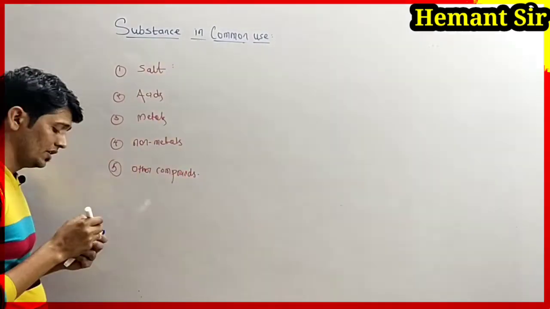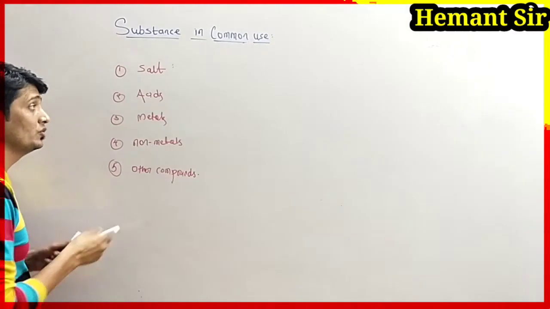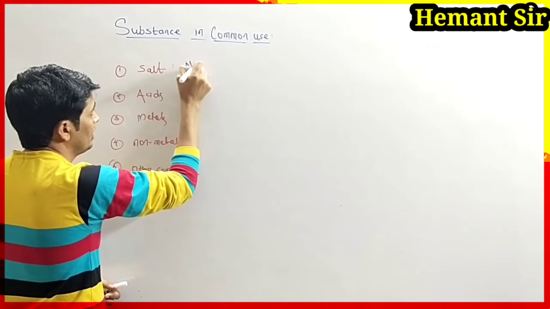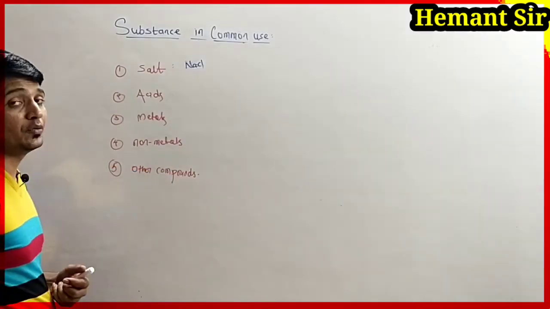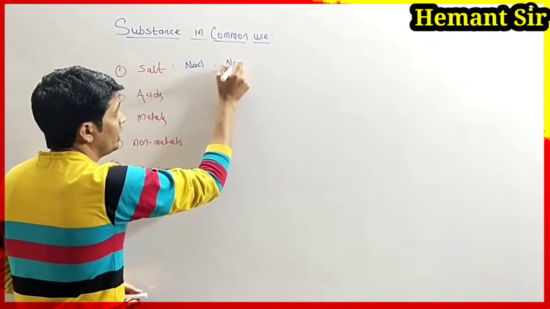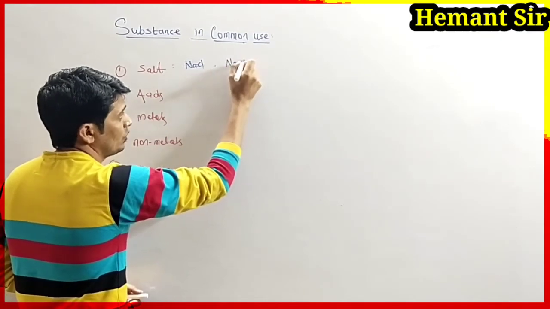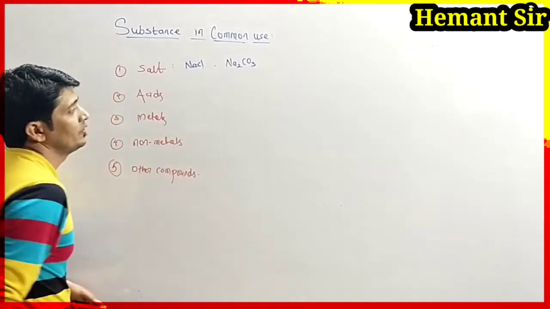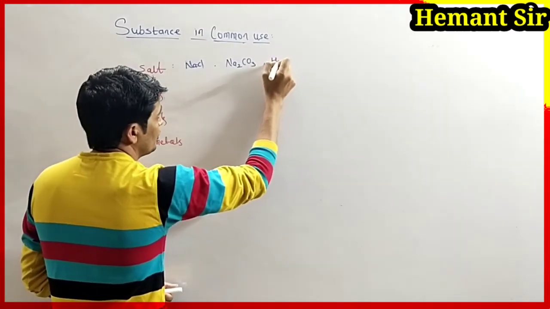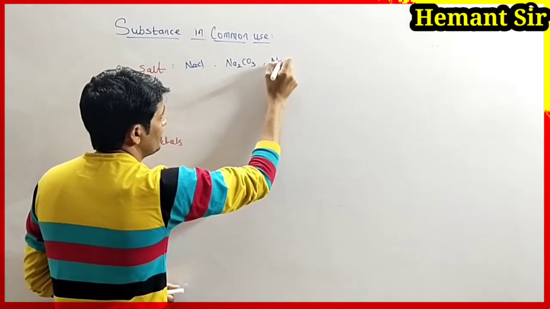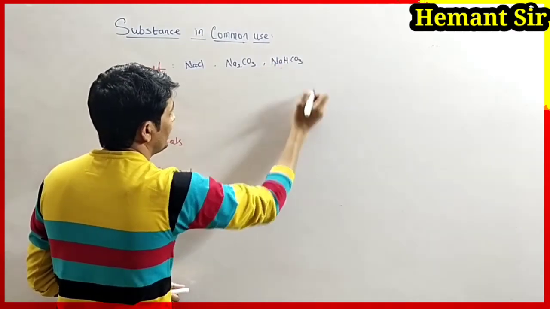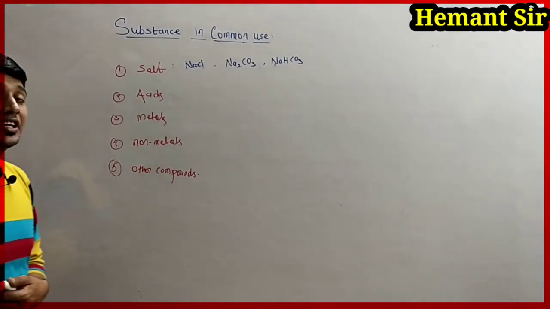In salts, like the table salt that we are using, it is NaCl, sodium chloride. In soap we are using sodium carbonate, Na2CO3. It is used in detergent also. Then we are using NaHCO3, it is sodium bicarbonate, which is basic in nature.